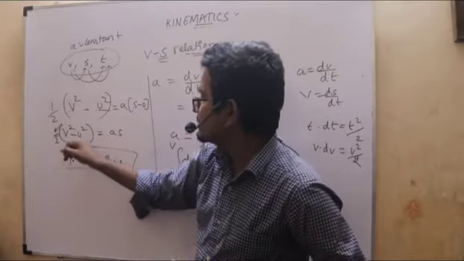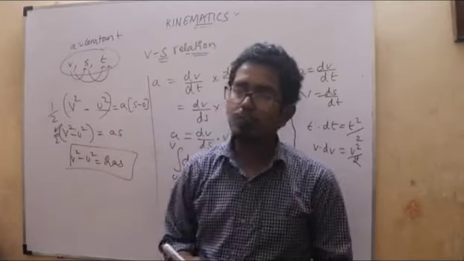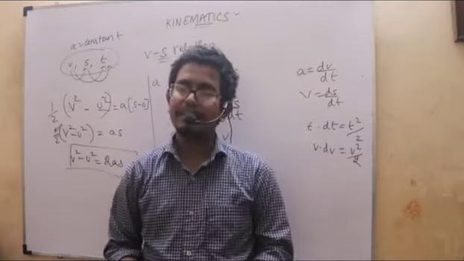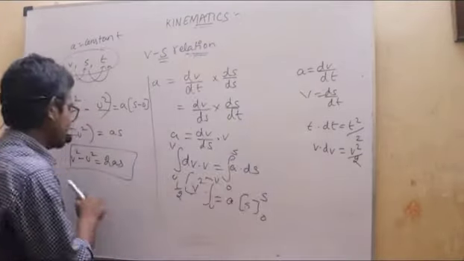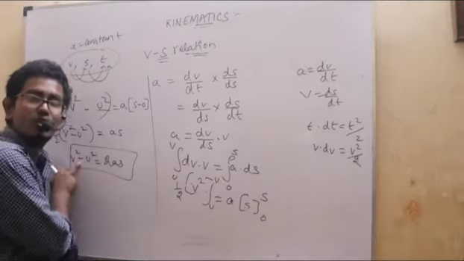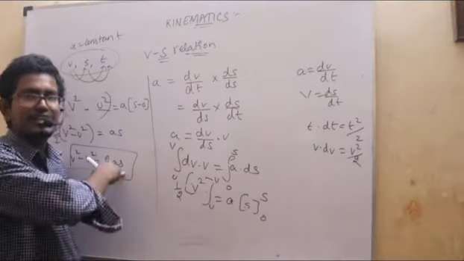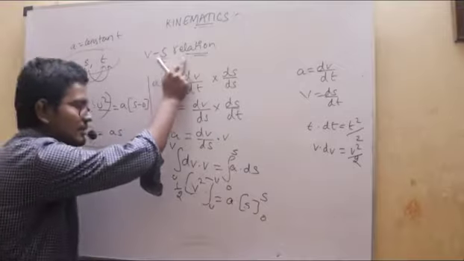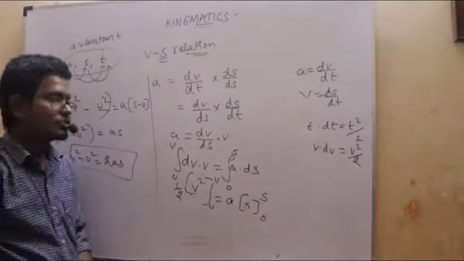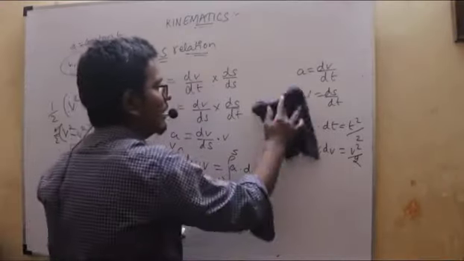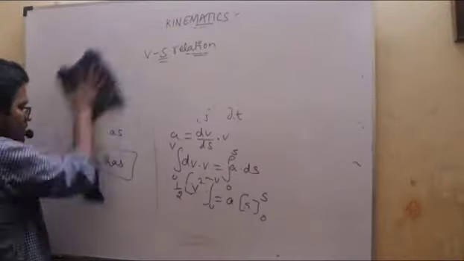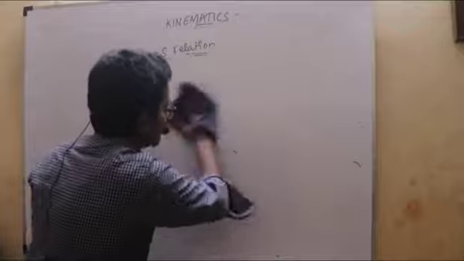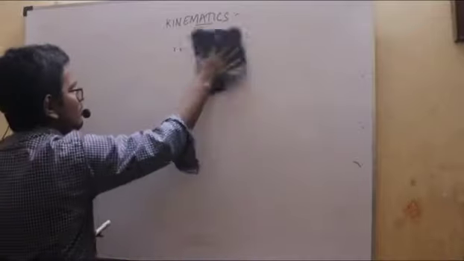v square minus u square is equal to 2as, and it is the third kinematic equation, right? It is the relation between the velocity and the displacement. So we have three equations right now. I am going to write them down one by one.